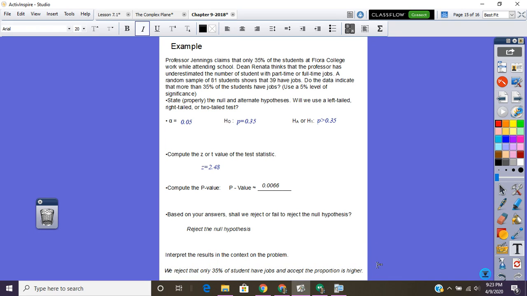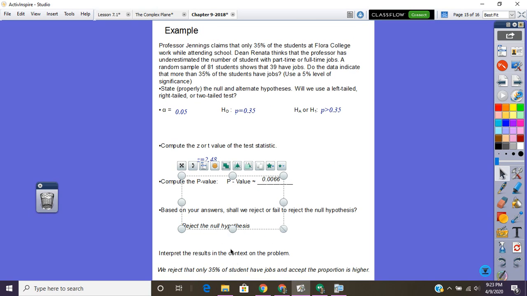So until we test the next one, we're going to accept that the proportion is higher. So this is how we do a hypothesis testing. This is how we test if something is true or not. I'm going to see if I can get all these changed back to normal color here. There we go. So here's a full-on hypothesis test.